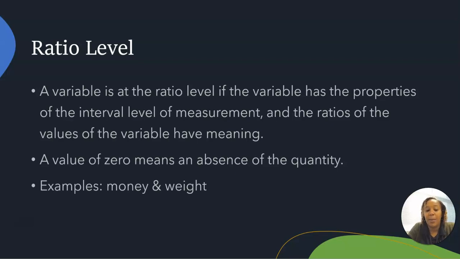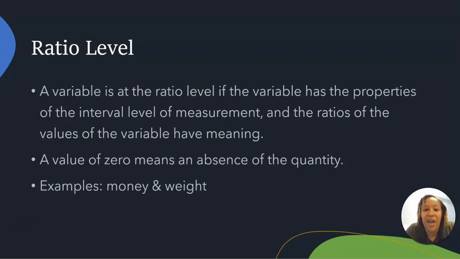So think about these examples, money. If I take $10 and divide it by $2, I'm taking 10 and breaking it into groups of $2. That means I have 5 groups, which actually has a meaning, okay? So if I take those values and divide them, it has a meaning, it's ratio level, alrighty? Versus if I took temperatures and divided them, it doesn't have a meaning. Also, weight is an example. Taking your weight is an example of ratio level data.